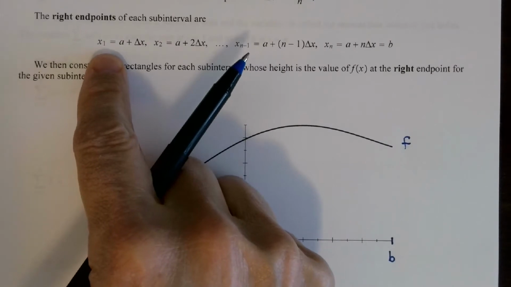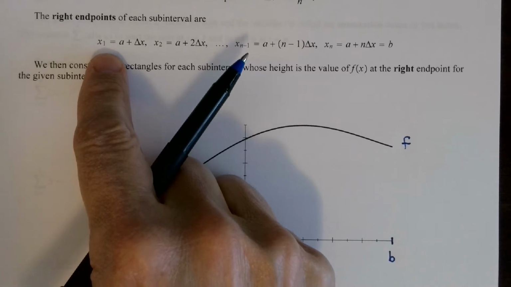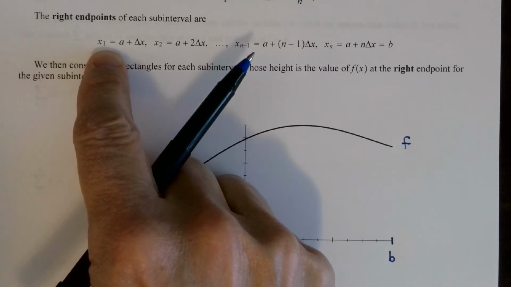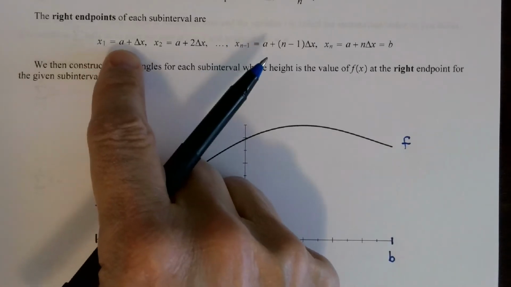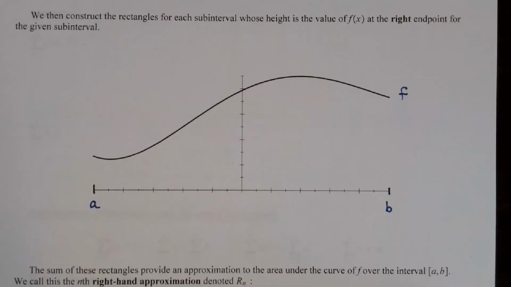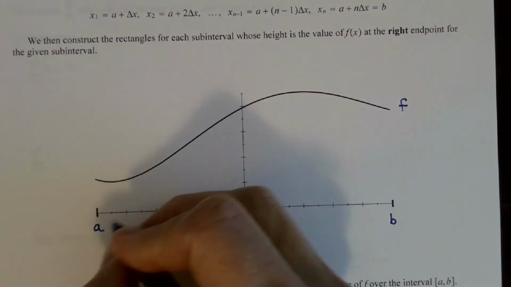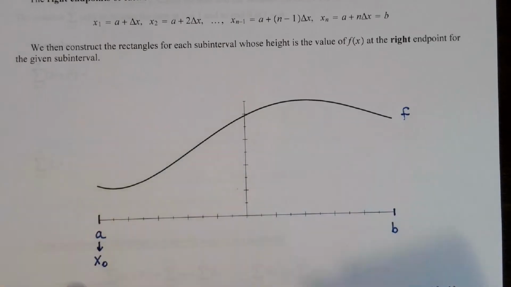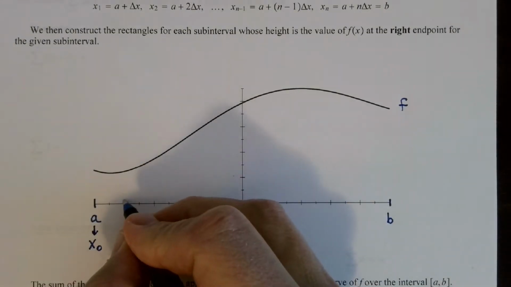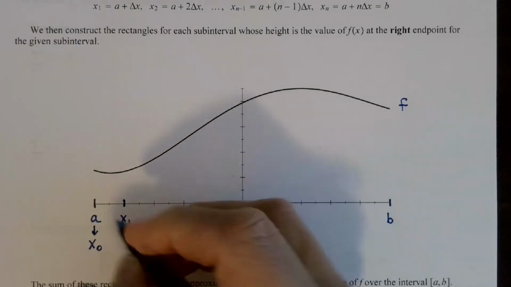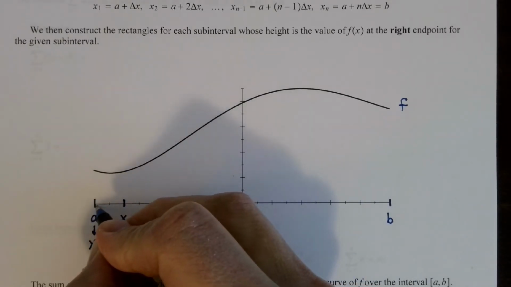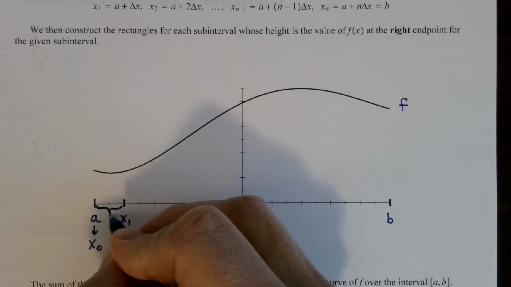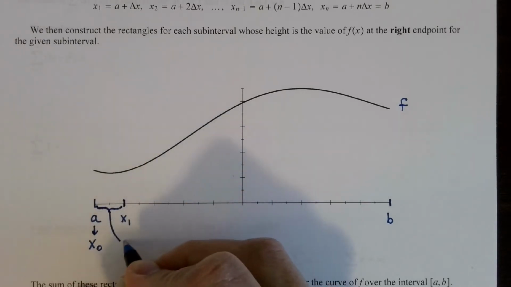Now the right endpoints, there's several ways we can denote them, and here's one way. The first right-hand endpoint is going to be, we'll say x of 1, in the first subinterval, x of 1 is going to be a plus delta x. Okay, now what do I mean by that? So here's a, which by the way we're going to call x of 0. And we'll explain why we start with x of 0 in a minute. And then here's x of 1, let's say. And so here's our first subinterval. What's the width, the distance between these two, from a to x of 1? That's the delta x.